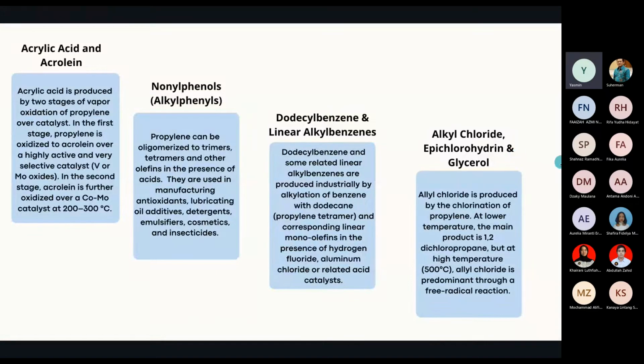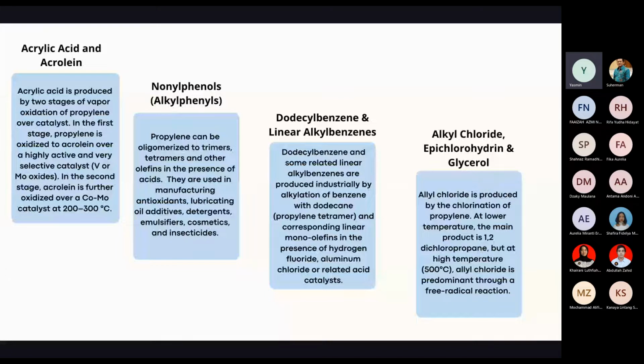So here are the next four. The first one is acrylic acid and acrolein. Acrylic acid is produced by two stages of vapor phase oxidation of propylene over catalyst. In the first stage, propylene is oxidized to acrolein over a highly active and very selective catalyst, either vanadium or Mo oxides. In the second stage, acrolein is further oxidized over a CoMo catalyst at 200 degrees Celsius.